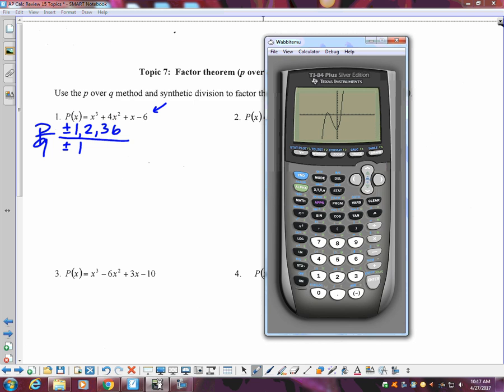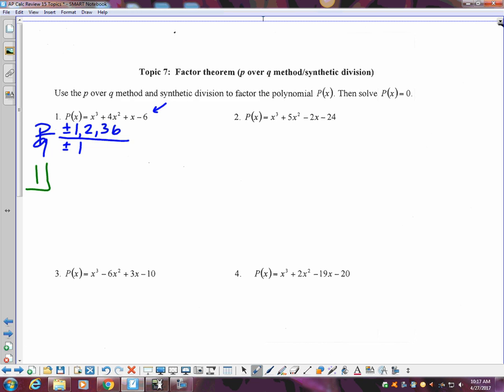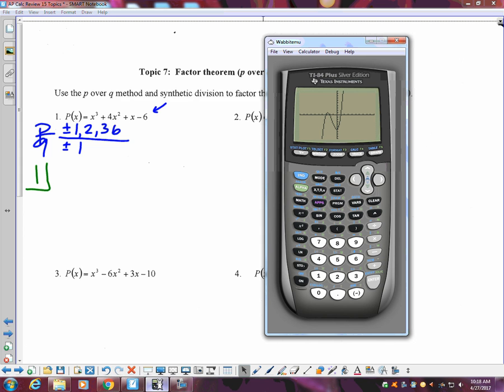So which one do you want to try? 1. Okay, we'll try 1. Put 1 on the shelf. Yes, sir. I'll hit enter. Your plot's on. There you go. Okay, so when I do synthetic division and I have the 1 on the shelf, what goes here? And you have to watch out for what? Holes. Good. Do you have any? No.